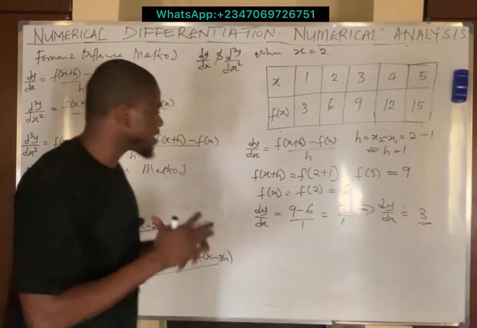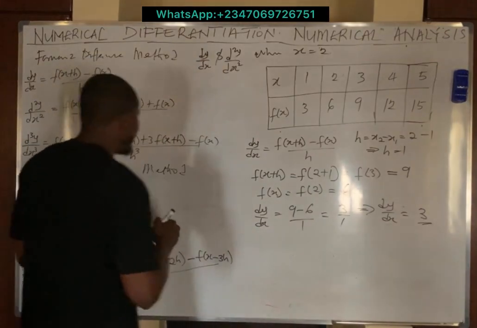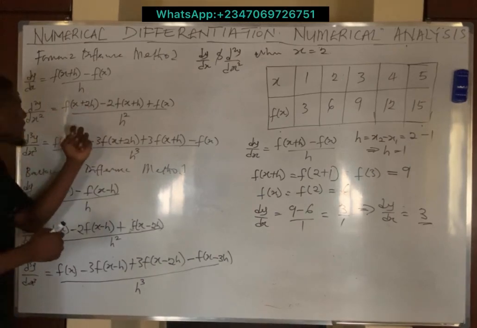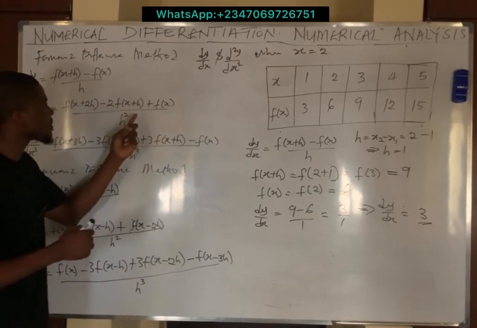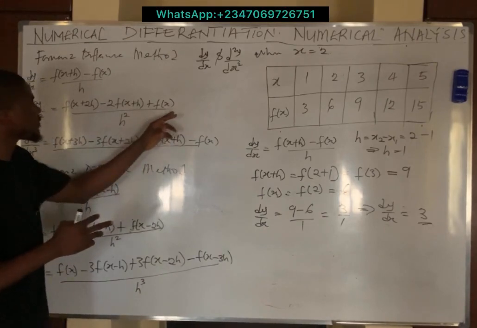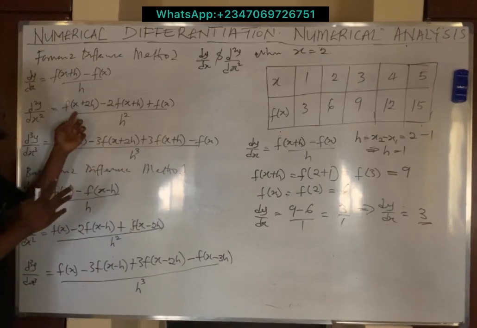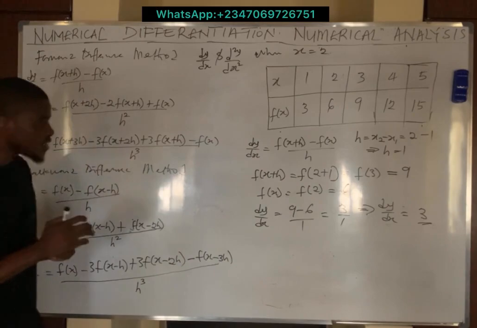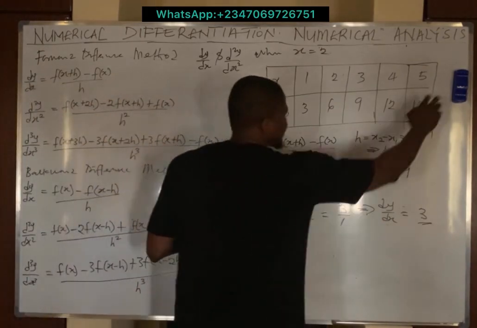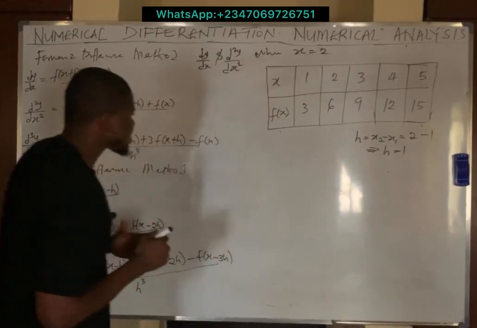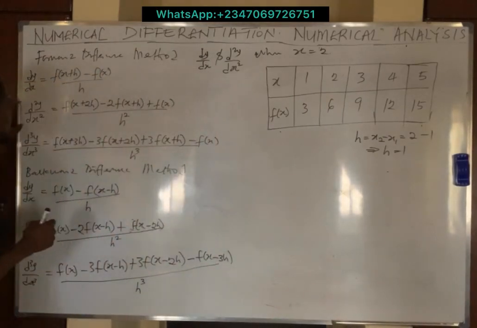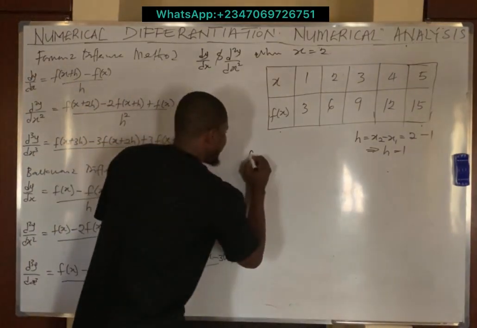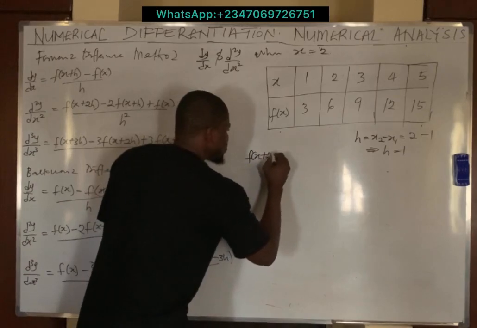So to approximate the second derivative, remember the formula, it is here: f of x plus 2h minus f of x plus h plus f of x. We know what f of x is. We need to now find f of x plus 2h, because we already know what f of x plus h is. So for the second derivative, this is the formula here. Let's find f of x plus 2h.